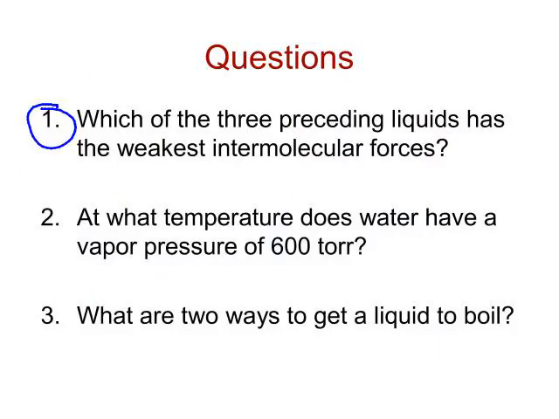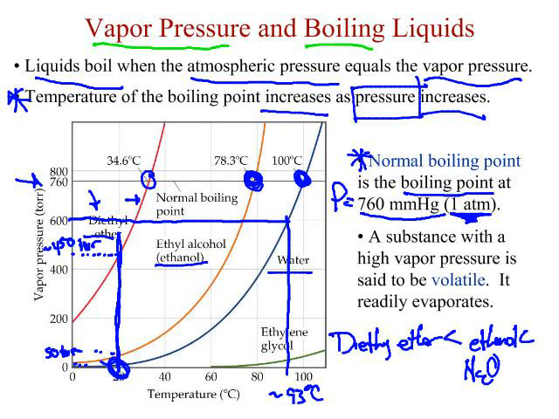And question number 3: what are 2 ways to get a liquid to boil? To answer this question, let's take a look back at the graph. We said that for something to boil, the atmospheric pressure has to be equal to the vapor pressure. There are two ways to get that to happen. One would be to leave the applied atmospheric pressure constant and to raise the temperature of the substance. For example, if we consider water, let's look at this blue curve right here. If we leave the atmospheric pressure at 760 torr, we can just raise the temperature of the water in order to get it to boil.